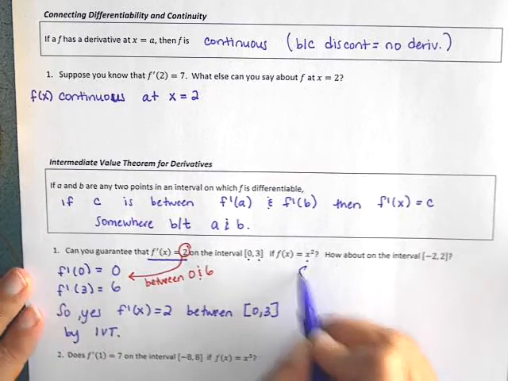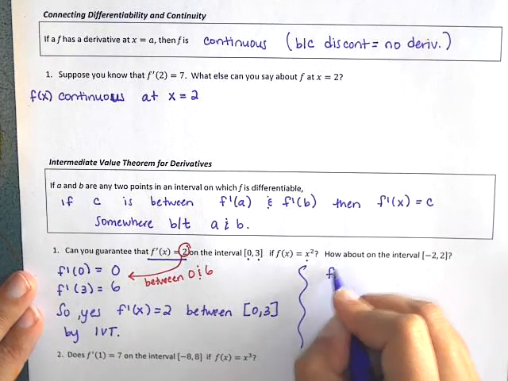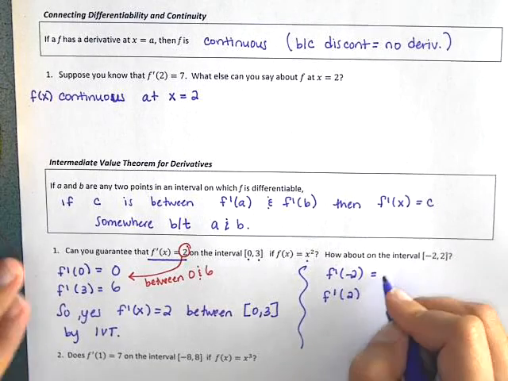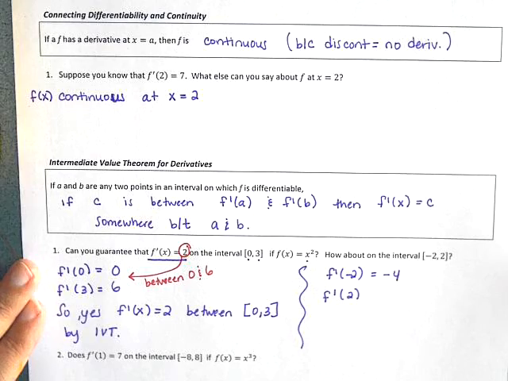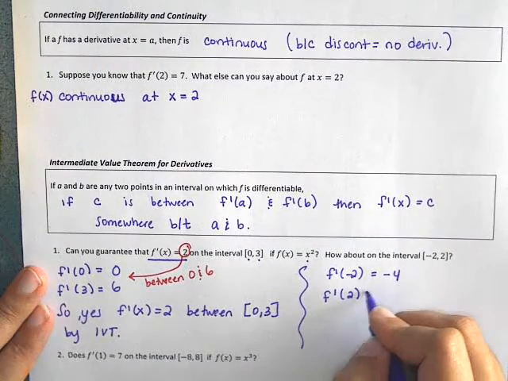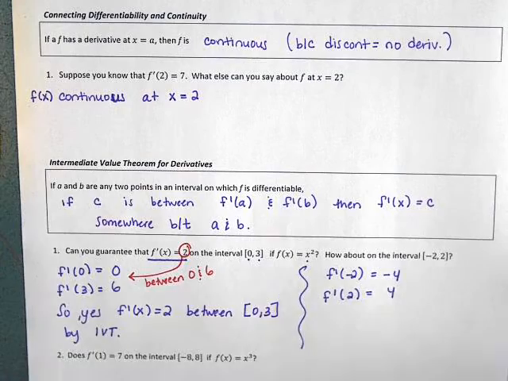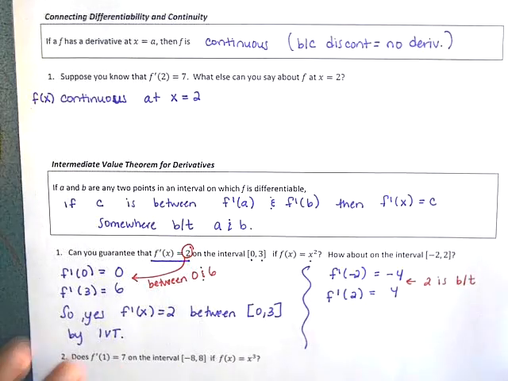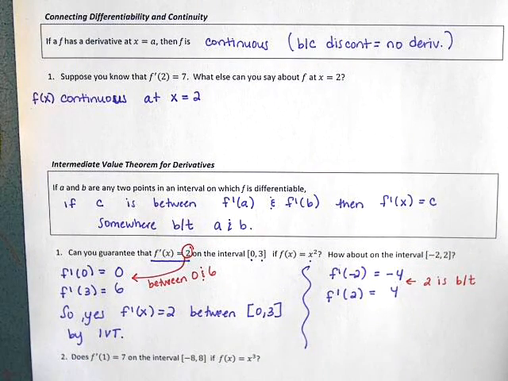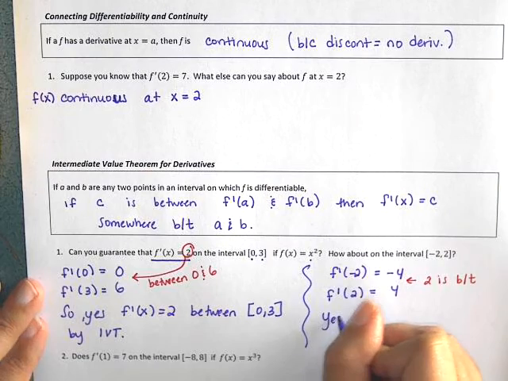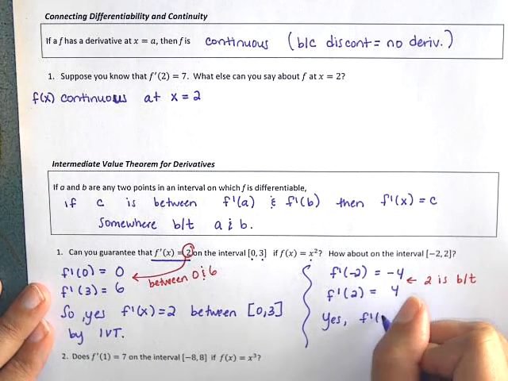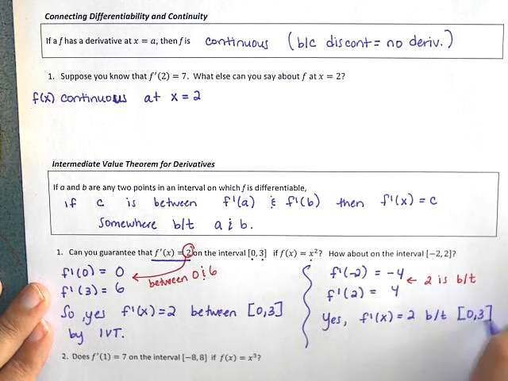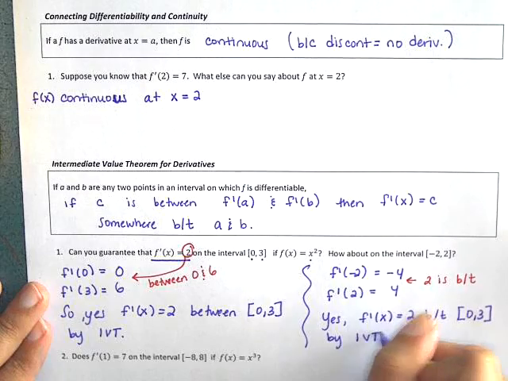Now what about on the interval between -2 and 2? Let's just find those derivatives. The derivative at -2 is going to be -4. And the derivative at +2 is going to be +4. Since the number 2 is between here, you would say, yes! The derivative has to equal 2 between -2 and 2 by the intermediate value theorem.